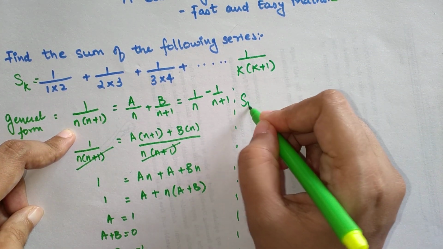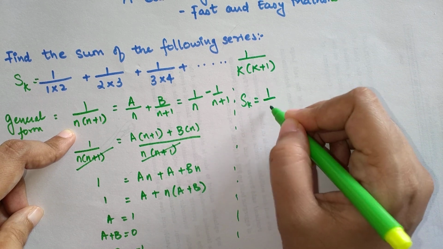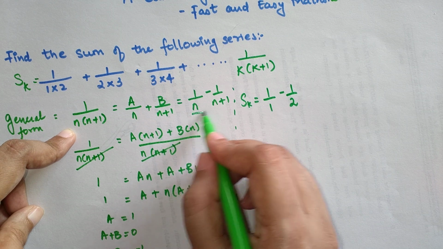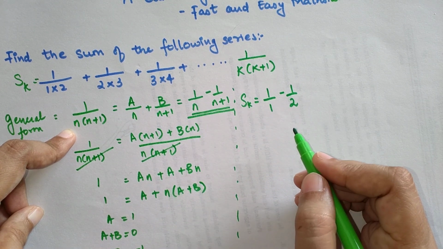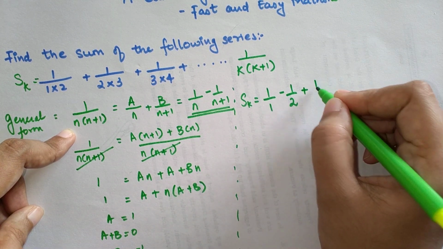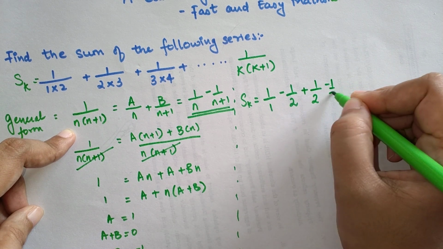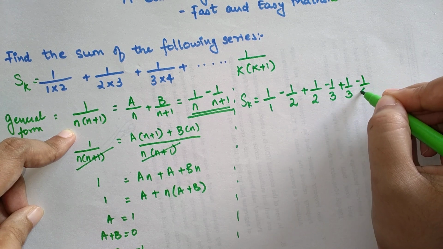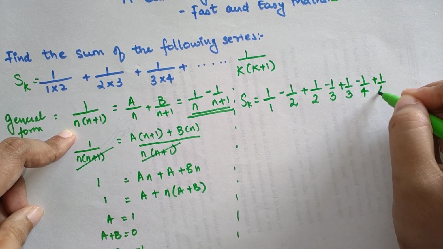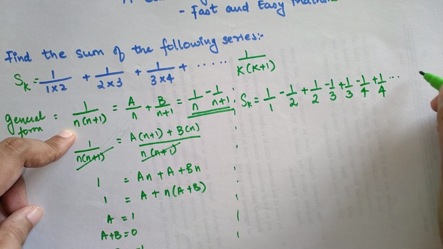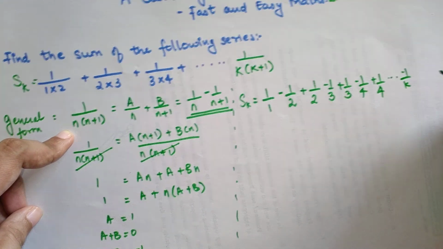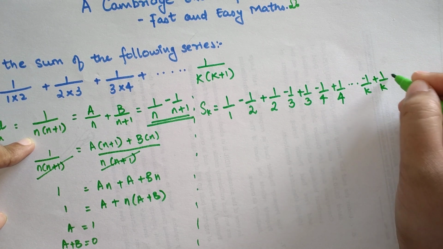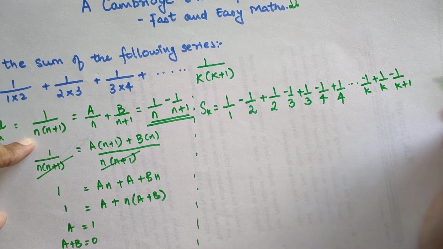Now I can say that s of k can be written as 1 upon 1 minus 1 upon 2. Please understand, I'm using this particular expansion. Plus 1 upon 2 minus 1 upon 3 plus 1 upon 3 minus 1 upon 4 plus 1 upon 4, which will go on to minus 1 upon k plus 1 upon k minus 1 upon k plus 1.